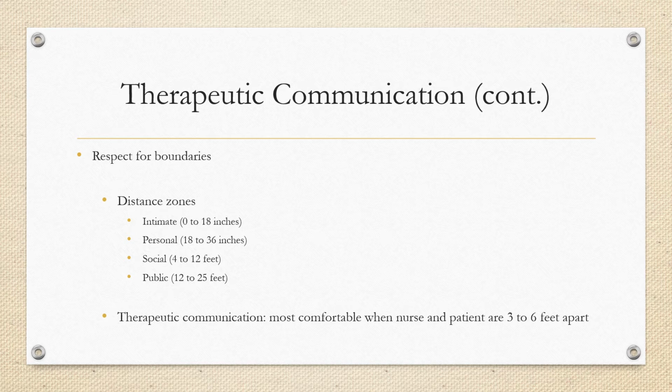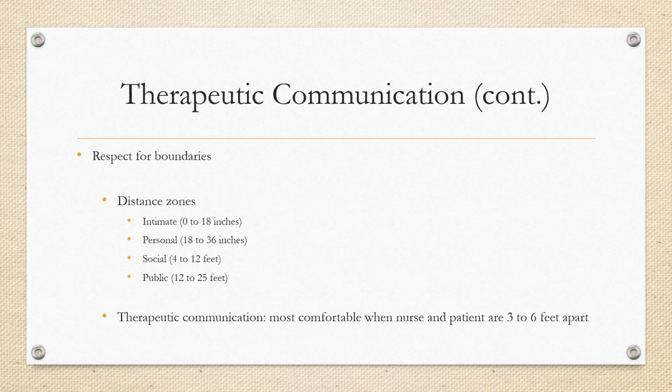Space and distance zones are important. The intimate zone is about 0 to 18 inches between people. This can feel threatening and cause anxiety. The personal zone is 18 to 36 inches between people. It's usually comfortable for family and friends who are sitting around talking.